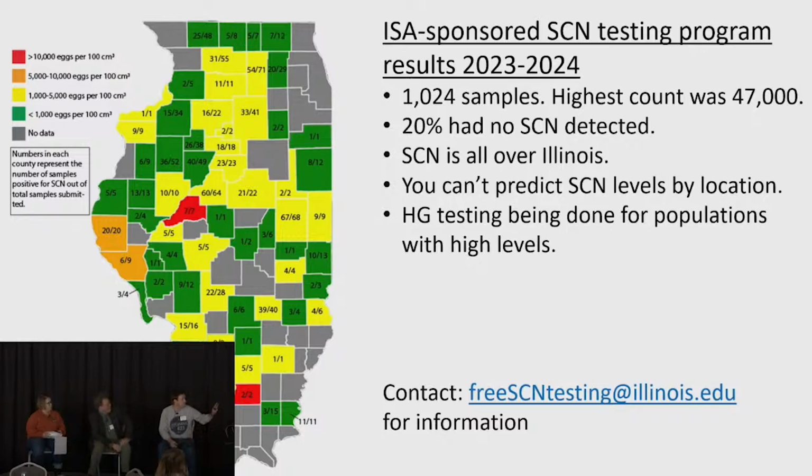So there's lots of data suggesting SCN is here and it's problematic. But we are actually doing a pretty good job. The highest number we got was about 48,000 eggs per 100 cubic centimeters, but about 20% of our samples were zeros, so we are doing a good job controlling it. Matt is going to talk more about the mechanisms of resistance, but I did want to share one slide, which was a survey. Matt will probably talk more. I was told to point this at the computer.